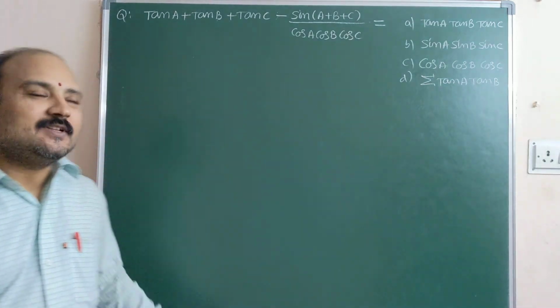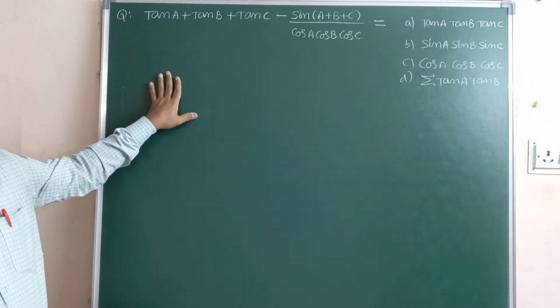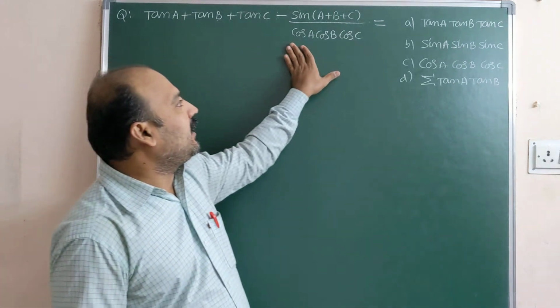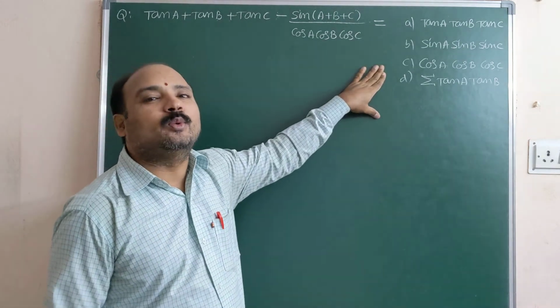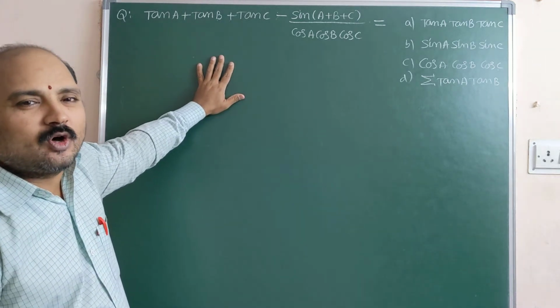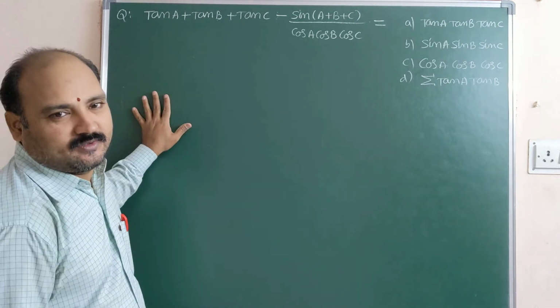The next question, dear students. (tan A + tan B + tan C − sin(A+B+C)) / (cos A cos B cos C) is equal to? To solve this type of problem, you can always choose the easiest method.